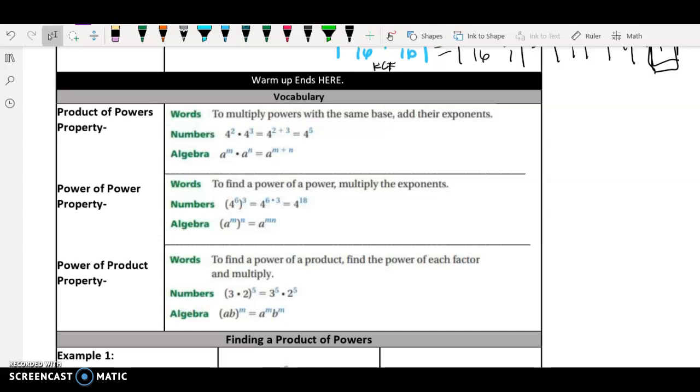First, we have the product of powers property. And so what this means is we are going to multiply the powers. To multiply the powers with the same base, we add their exponents. So anytime we have a base that is the same, we just add the exponents. So we keep the base and then add the exponents. So 4 squared times 4 to the third gives us 4 to the fifth.